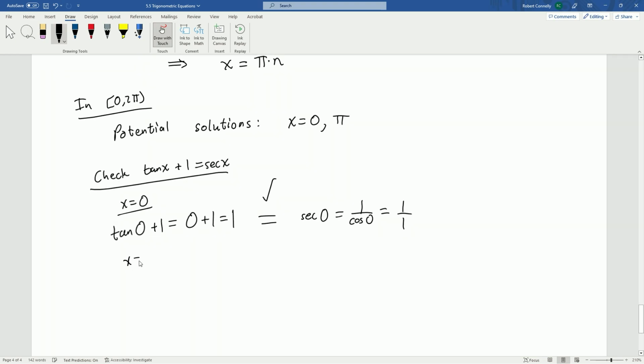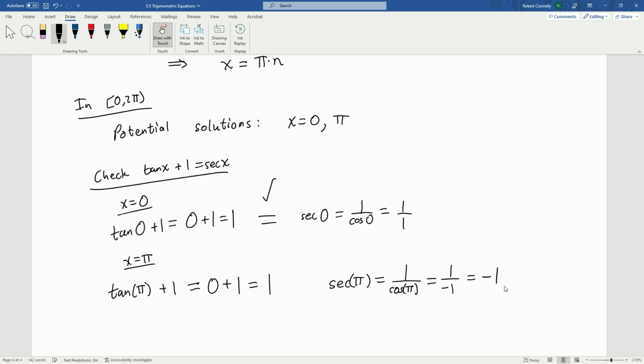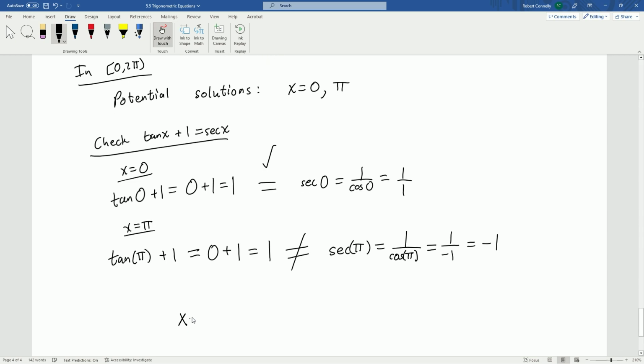Now we check x equals pi. Well, tangent of pi is 0. So the left-hand side of the equation does give us 1. Now we check secant of pi. Well, that's 1 over cosine of pi. But cosine of pi is negative 1. So this is 1 divided by negative 1, which is negative 1. So these are not equal. So the only solution is x equals 0.